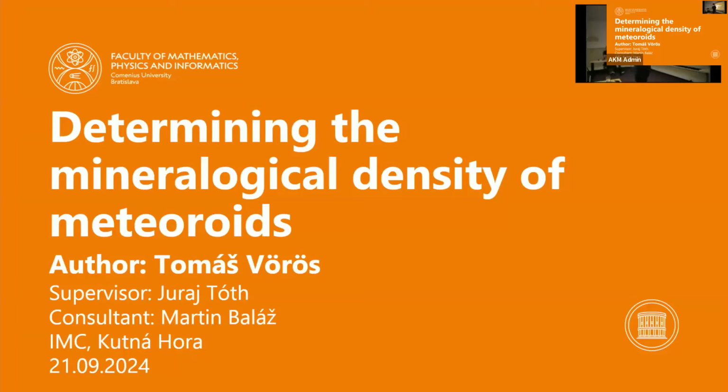Why do we do this? With the knowledge of both densities we can infer something about the material composition, whether it was some icy, asteroidal, or dense refractory meteoroid, or even we can calculate the porosity, so we can say something about fragility, for example.